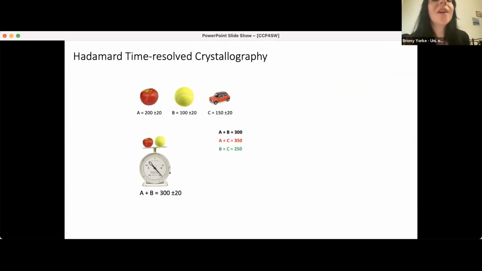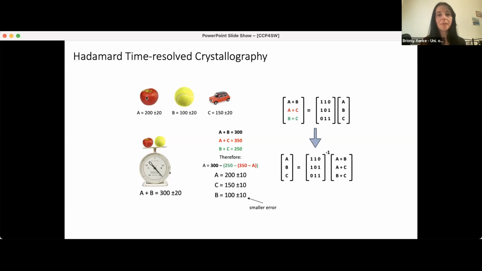So here's just a quick rundown of how this method works. We have 3 objects, and every time we measure them, we produce an error. There's an uncertainty in our measurement. What we could do is weigh each object 3 times individually, or multiple times individually, and just take the average of that. But as we mentioned before, that's not possible with the type of experiment we're doing. So what we can do, and we actually get a better signal to noise here, is measure them in pairs. We have our Hadamard matrix up at the top there.